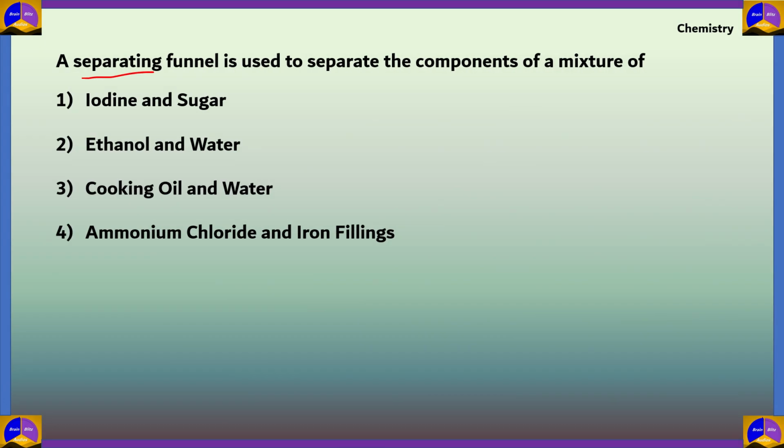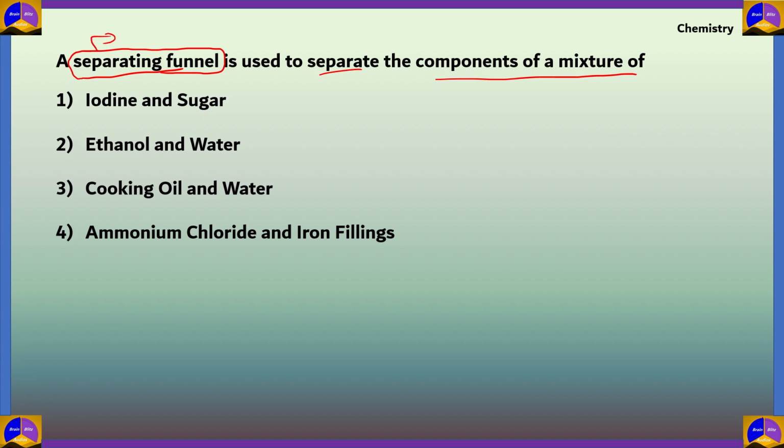A separating funnel is used to separate the components of a mixture of option 1, iodine and sugar, option 2, ethanol and water, option 3, cooking oil and water, and option 4, ammonium chloride and iron filings. Now let's understand what a separating funnel is used for.